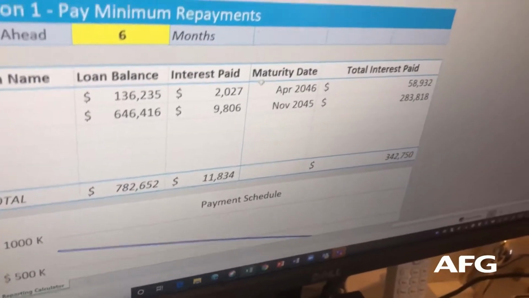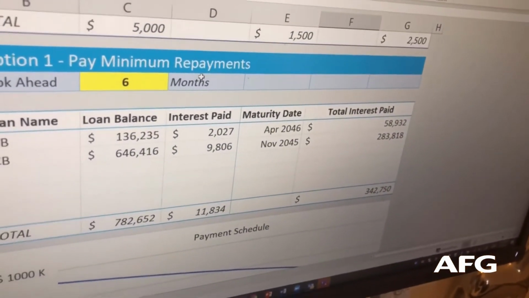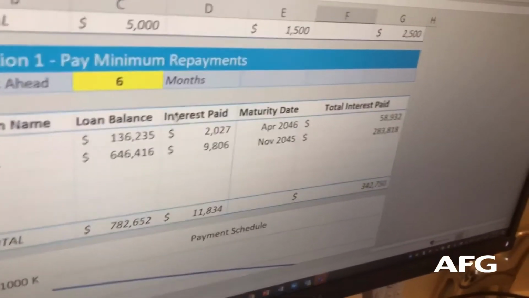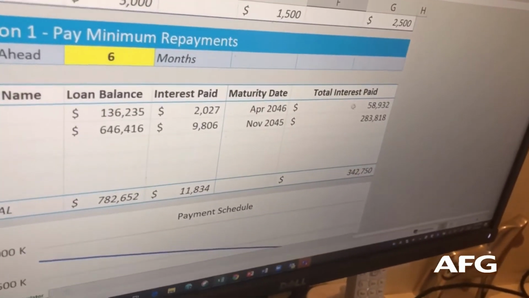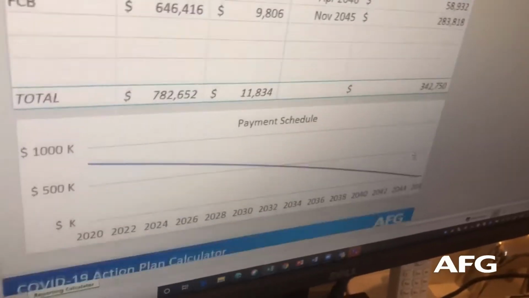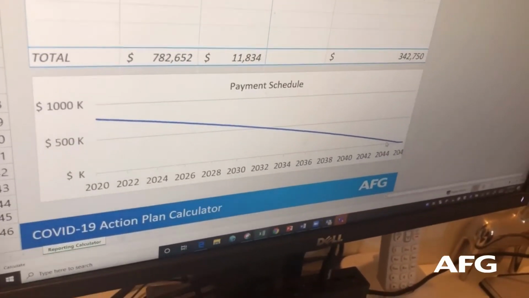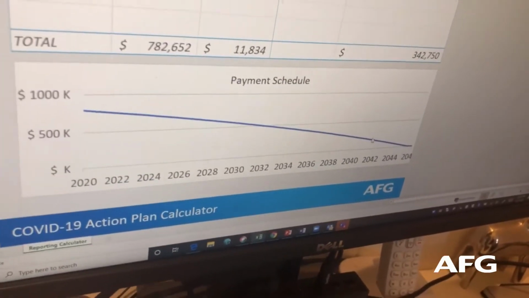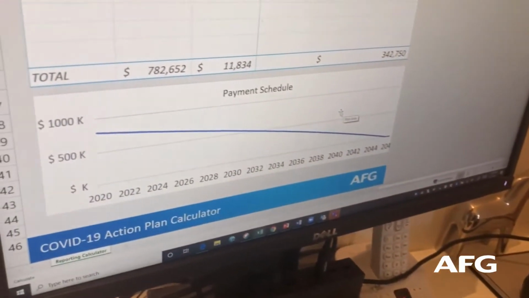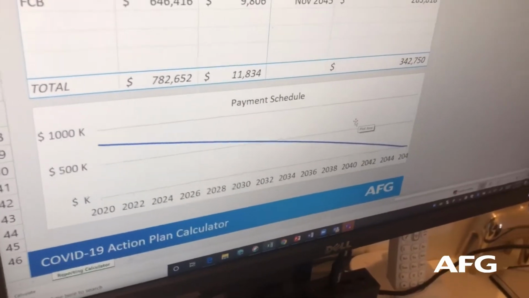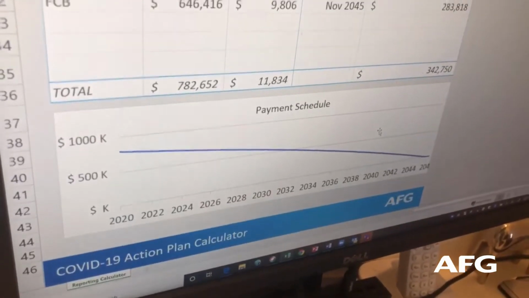So the first option is just paying the minimum repayments. So regardless of what they were paying prior to this date, if they made the minimum repayments, when would their loan mature, and what would be the total amount of interest they pay? And then it just gives you a nice little schedule there where the customers can see the standard depreciation of the debt, paying the debt off. That one's pretty simple and easy.